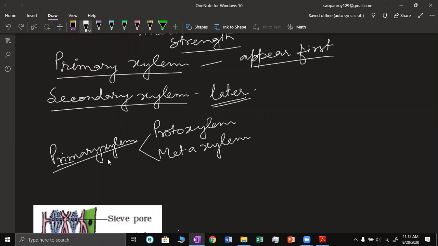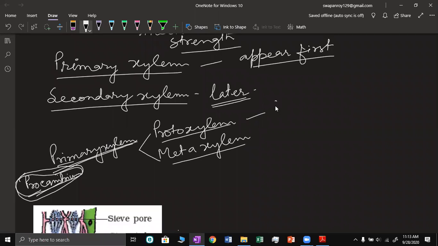Primary xylem is formed first, in the early stage of development, from the procambium. The procambium is the primary meristem of the complex tissue. So the primary xylem is protoxylem and metaxylem.